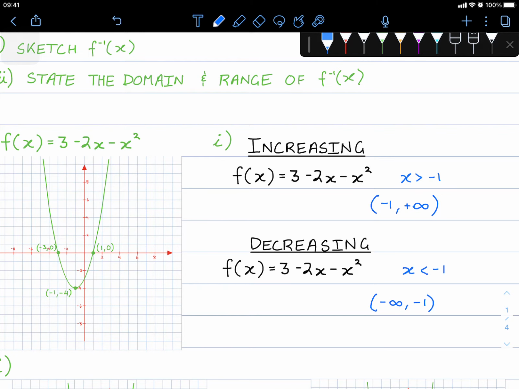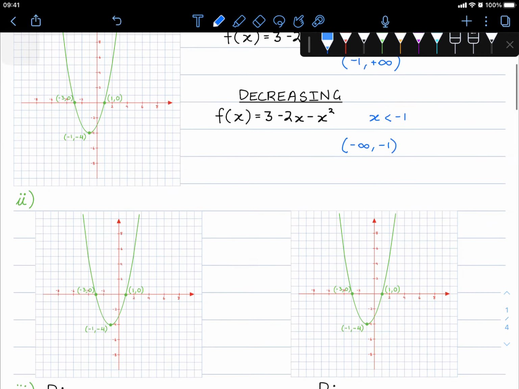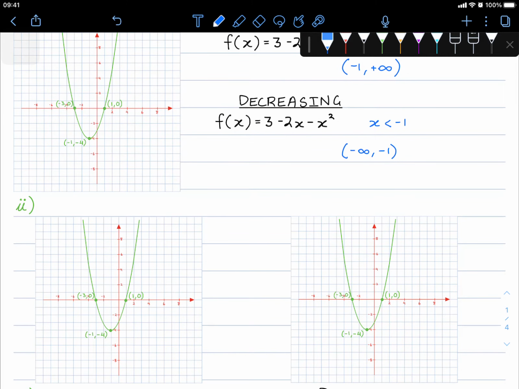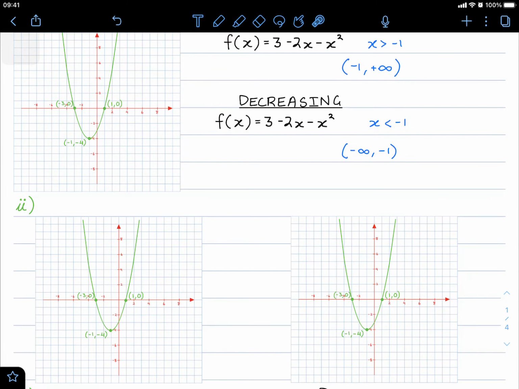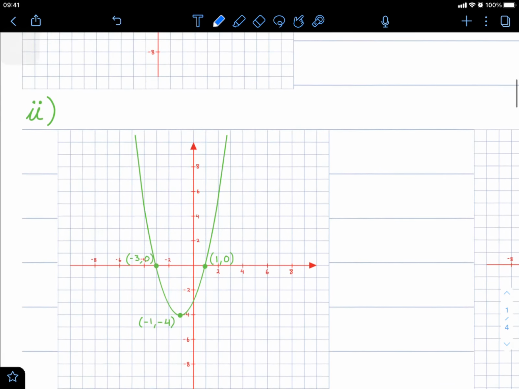So now that we have this, let's sketch what the inverse of this function would look like. I have two graphs here because we're going to be sketching two different inverse functions. One of them is for when it's always increasing, and the other is for when it's always decreasing. Alright, so here we go. Let's do the first one for always increasing.